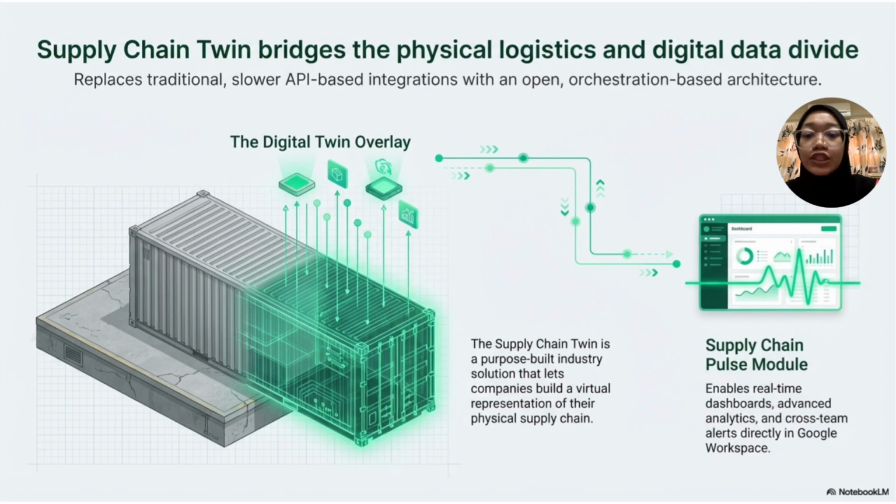To address this issue, the supply chain twin bridges the gap between the physical operation and also digital data. It creates a virtual representation of the entire supply chain, allowing companies to monitor and manage operations in real time. Unlike the traditional API-based system, it uses an orchestration-based architecture for faster and more flexible integration. Additionally, the supply chain pulse module provides a real-time dashboard, analytics, and alerts to support collaboration across teams.